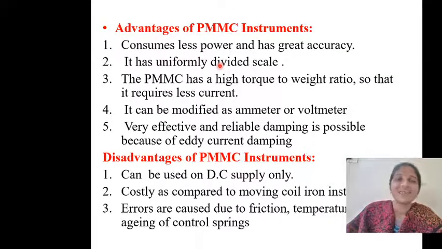In the next class, we can study the moving iron instruments. Moving iron instruments are used to measure AC currents or AC voltage. We know that any instrument can be used as an ammeter or voltmeter. If you want to convert an ammeter into a voltmeter, you need to add a high amount of resistance in series with the ammeter. Okay, this is about the permanent magnet moving coil instrument.